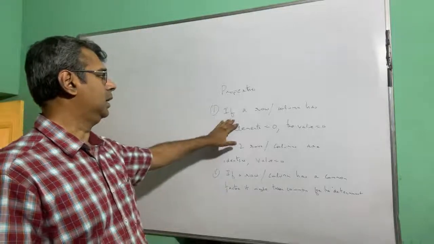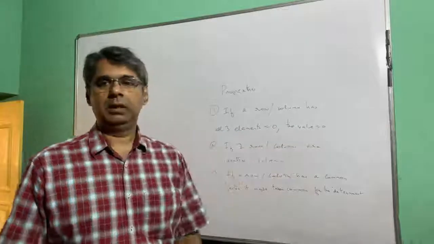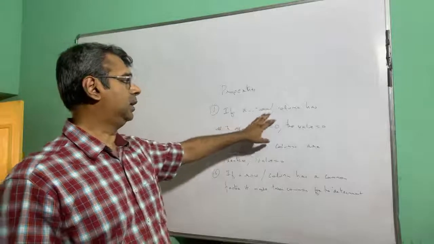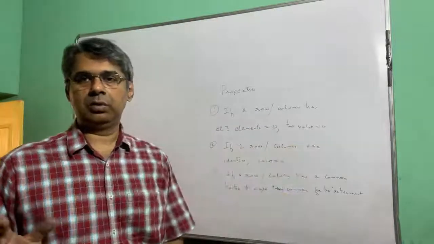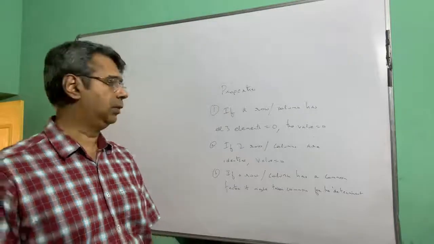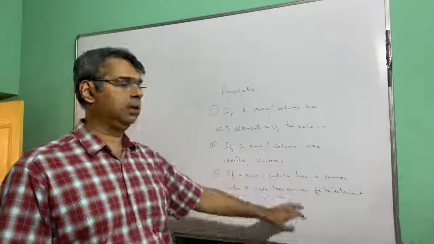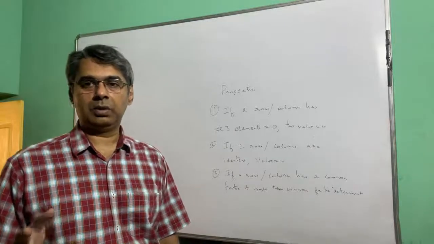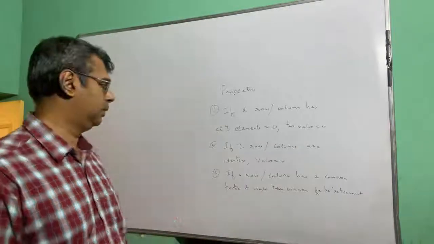Number one, if a row or a column has all three elements equal to 0, then the value of the determinant is 0. Suppose in a determinant a particular row or a particular column has every element equal to 0, then the value of that determinant will be 0. Property number two, if two rows or columns are identical, the value of the determinant is 0. So suppose there are two rows or columns which are totally identical, then the value of that determinant will be 0.